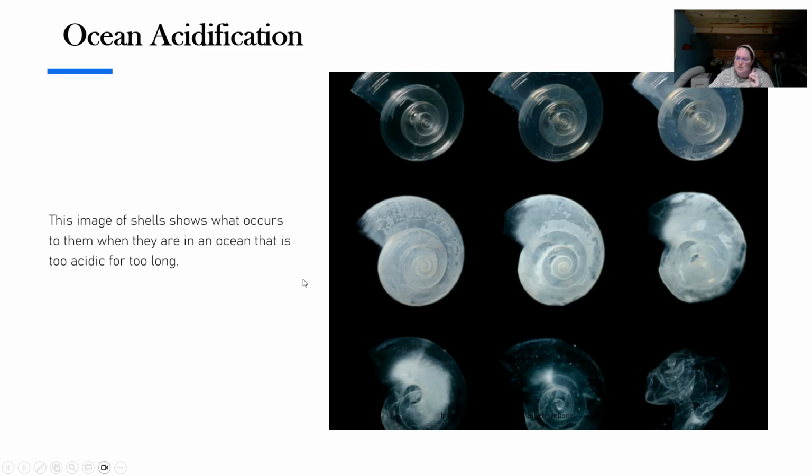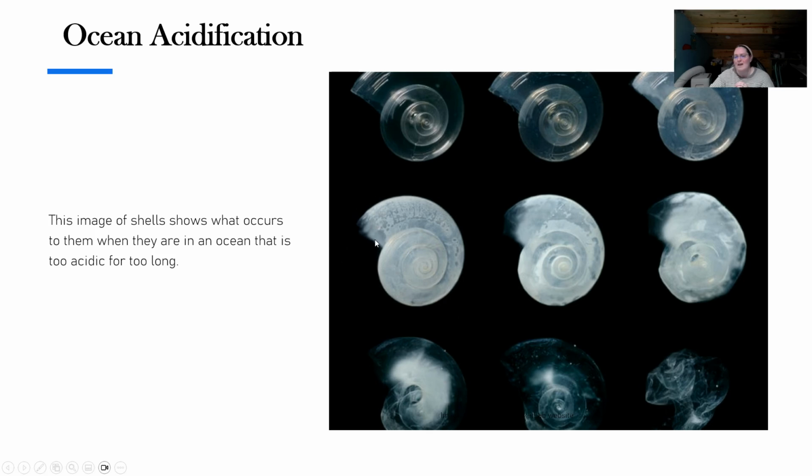Ocean acidification. This is a great image of what happens when ocean acidification occurs. This is a shell in normal ocean water. It's totally fine. We're starting to see that breakdown. We're starting to see cracks forming. We're starting to see the edges break down. It continues and it's getting worse.